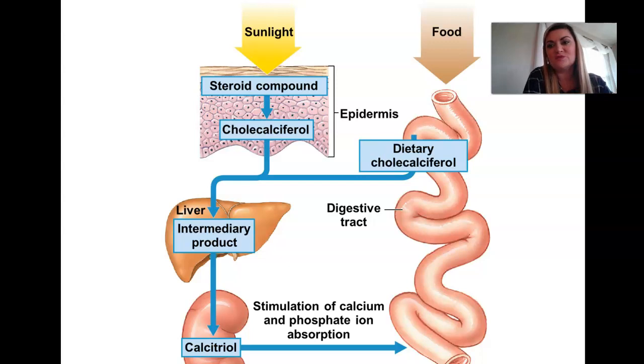If you look over to the food side, you're just simply taking it in as a food. So it comes in as dietary cholecalciferol, still goes to the liver. From the liver, it then goes to the kidney where it becomes calcitriol. That in turn stimulates the calcium and phosphate ion absorption in the intestines.